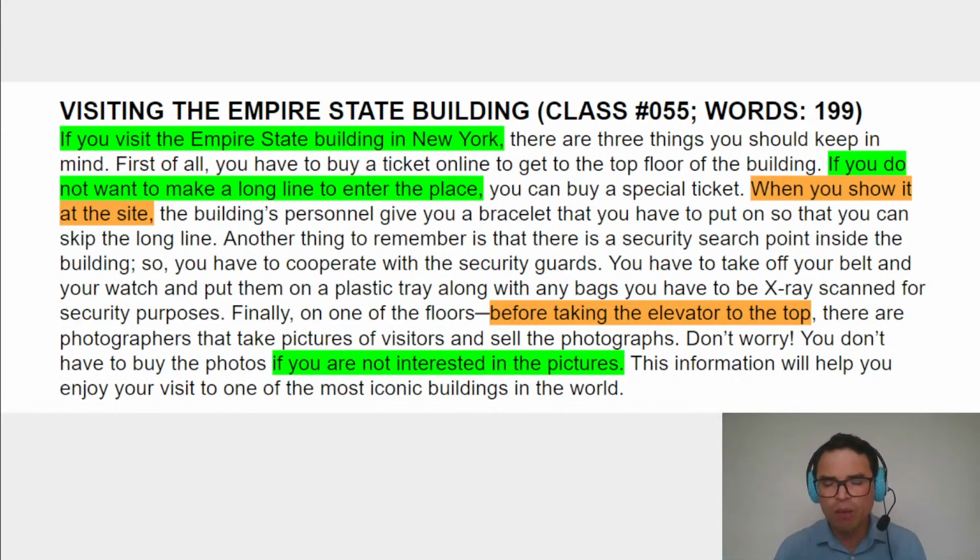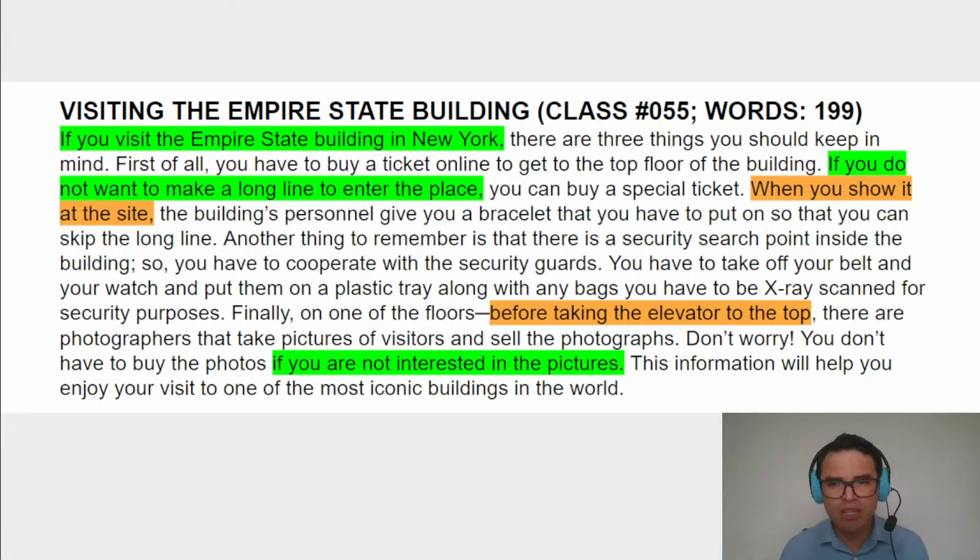In the third example, we don't have a condition, we have a time clause. It's not a condition clause or a conditional. It is a time clause. It starts with when. When you show it at the side, again, you start with when, you finish the clause, you put a comma. Next, in orange, before taking the elevator to the top, that also signals time, but this is not a clause. It's a phrase, a time phrase. How do you know that it's a time phrase? It starts with before, so it's referring to timing.